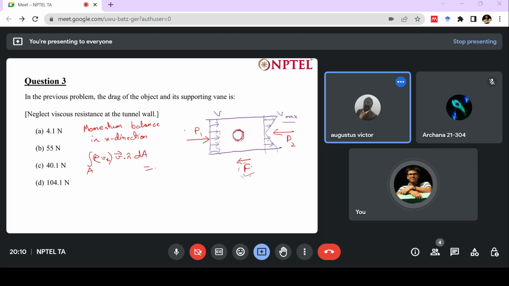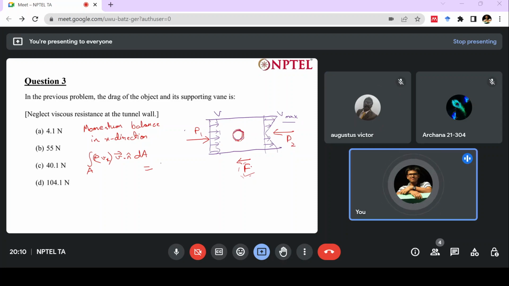So the forces acting in the x direction. Pressure forces I can take on the first surface. P1 is definitely acting in the positive x direction, so P1 will be there multiplied by the area A1. And P2 is there, opposite in direction, so minus P2 A2. And the drag force F is acting in the negative x direction, so minus F.